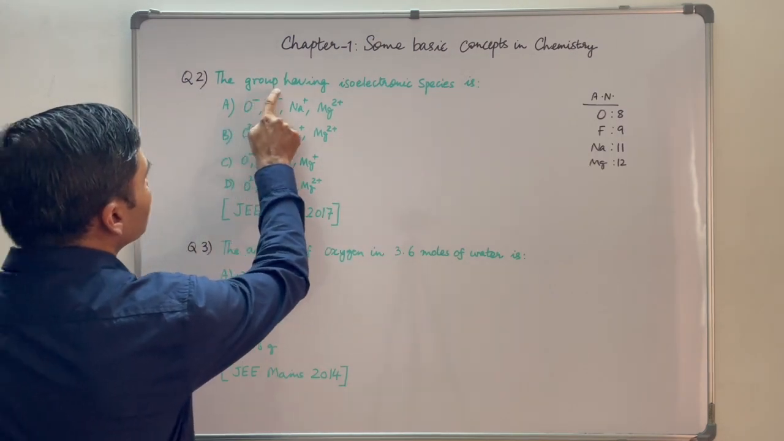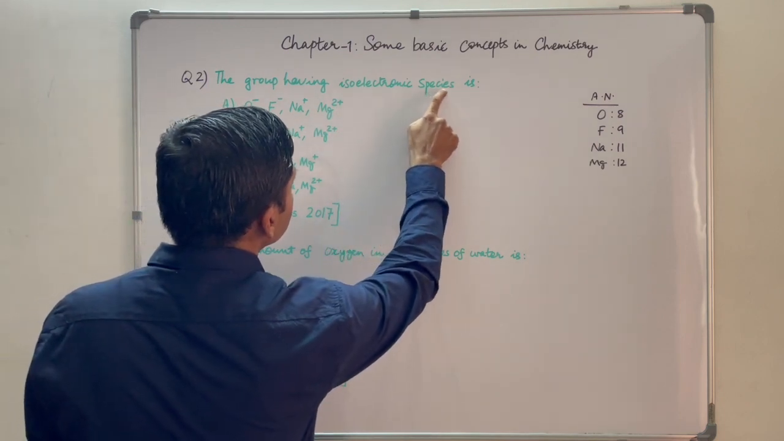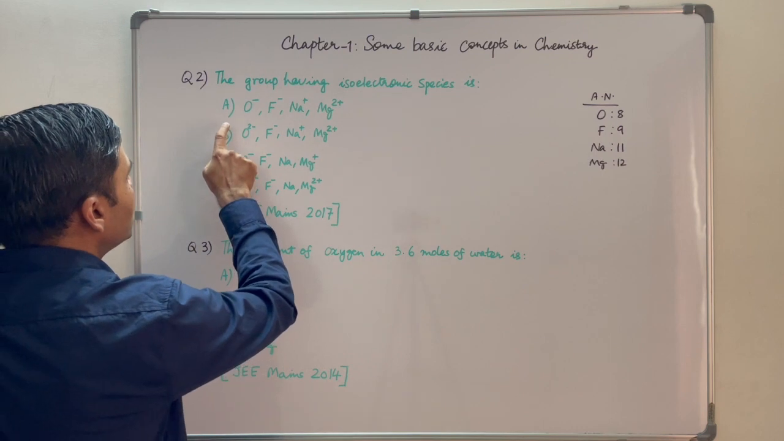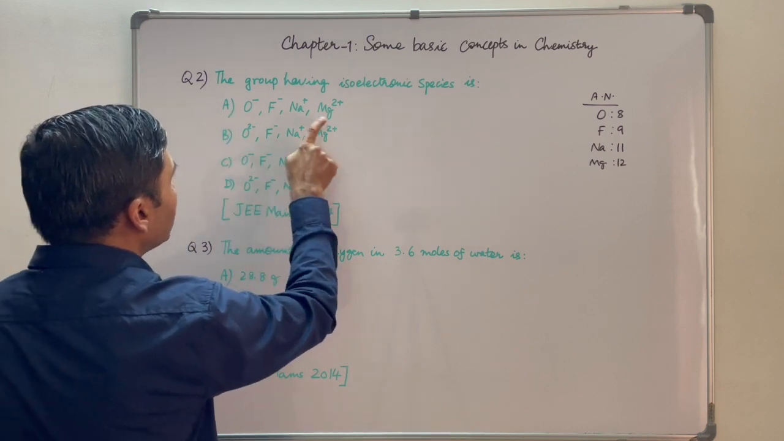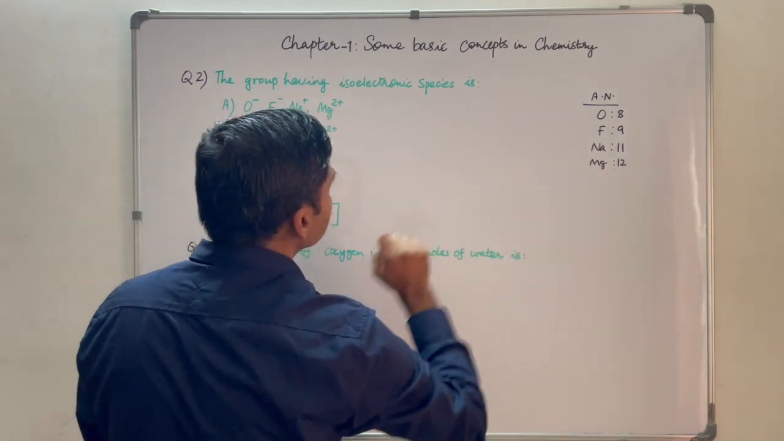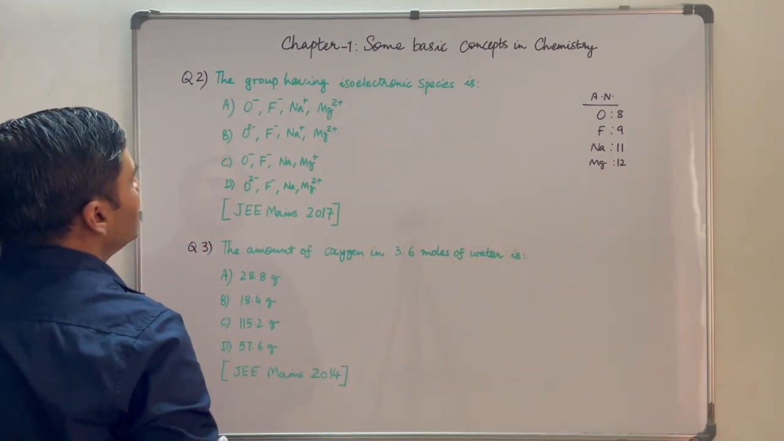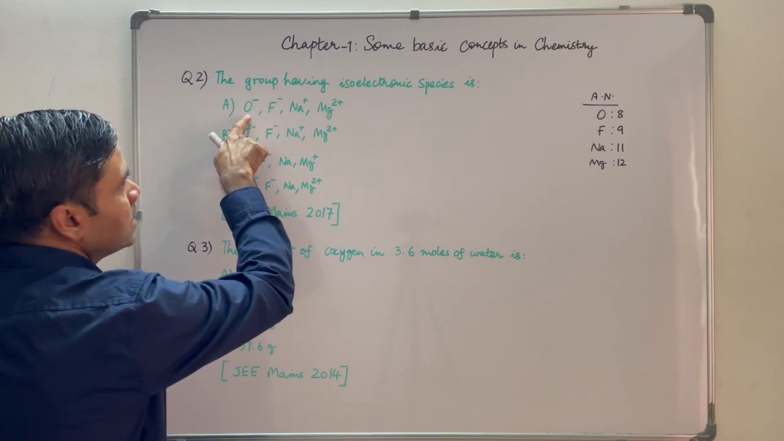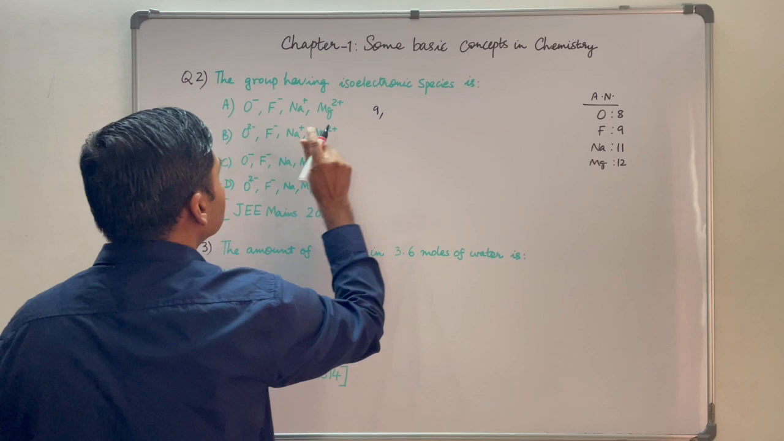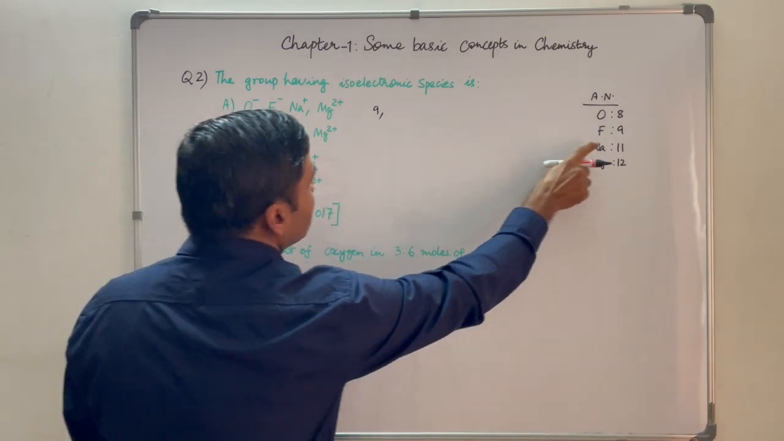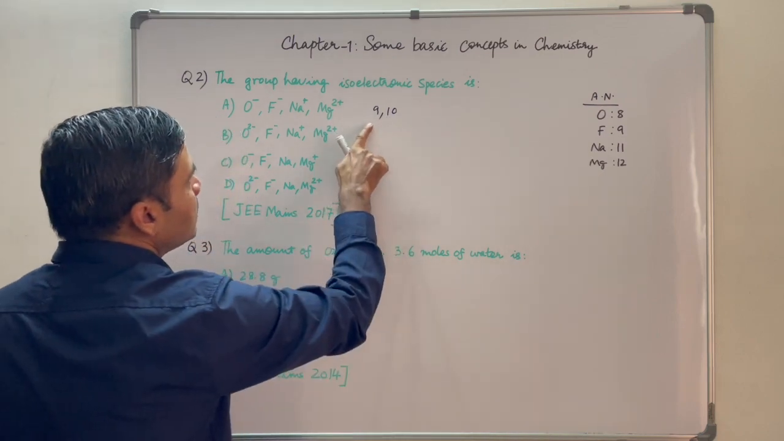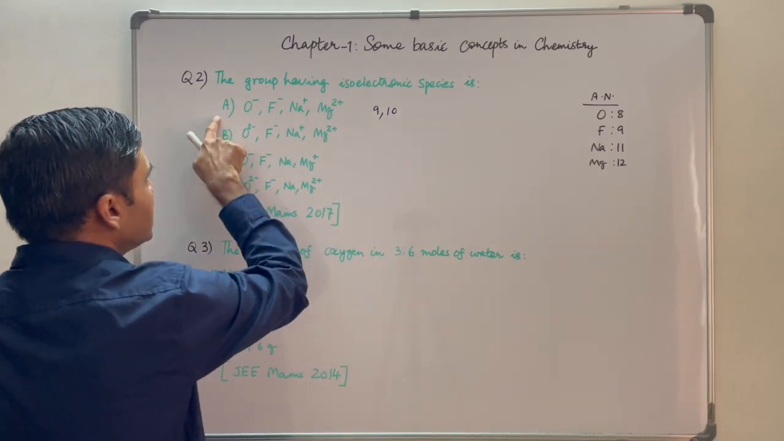Second question, the group having isoelectronic species is. These are the options given. We have to find out in which option all have same number of electrons. I have written their atomic numbers here. So let us start. In option A, O minus will have 8 plus 1 means 9 electrons. F minus will have 9 plus 1 means 10 electrons. Since they have different number of electrons, so this option is wrong.